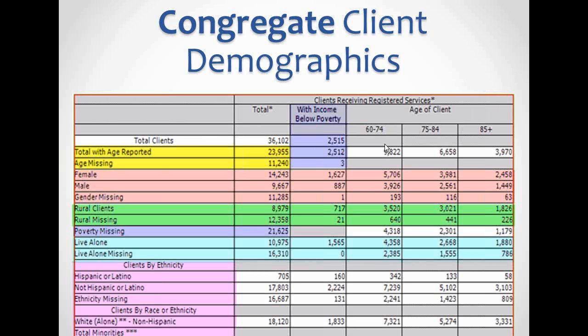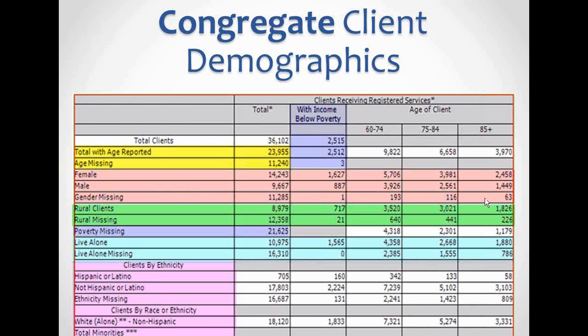Now, here is our age breakdown. And you'll see here, by the way, of that 36, we do have a reported age of 23,000, but 11,000 we did not catch what their age are. Here we have our gender and our gender missing. And again, it goes into our ages, the age breakdown.